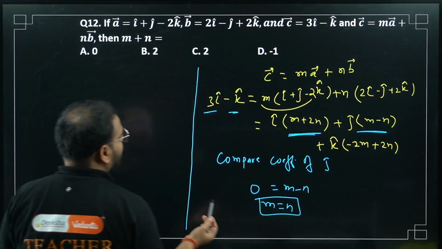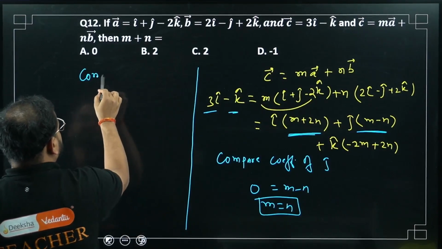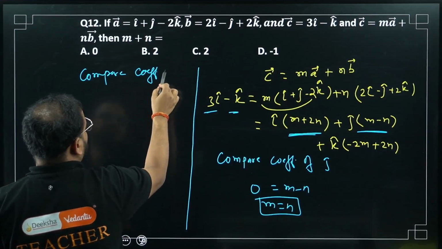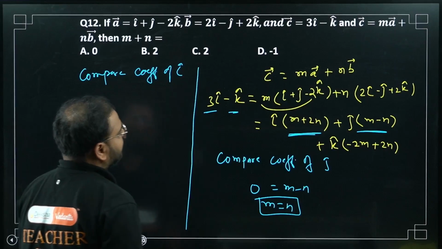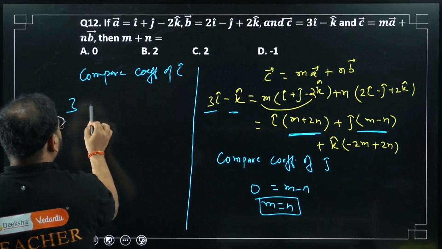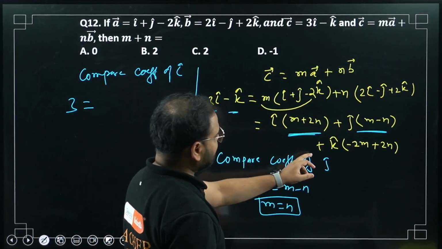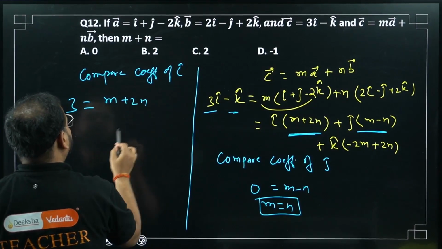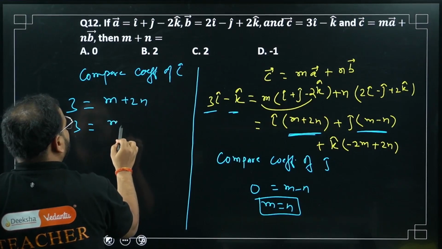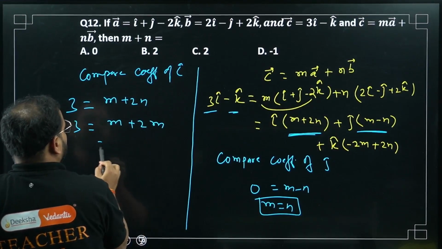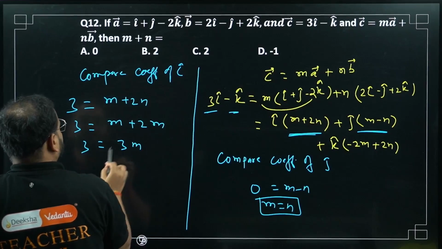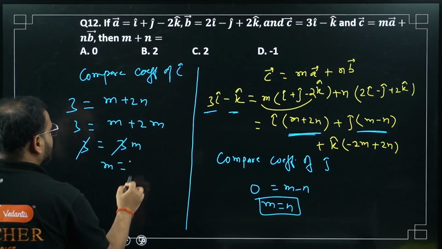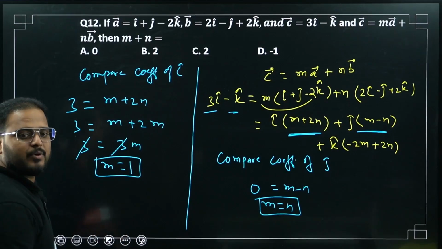Now compare the coefficient of i cap. What do I get on the left hand side? Simply 3. And on this side, please check, m plus 2n. I can write this as simply m plus 2m only. The answer is 3m. I can cancel 3 and 3, right? What do I get? M equals 1. Yes, m equals 1.